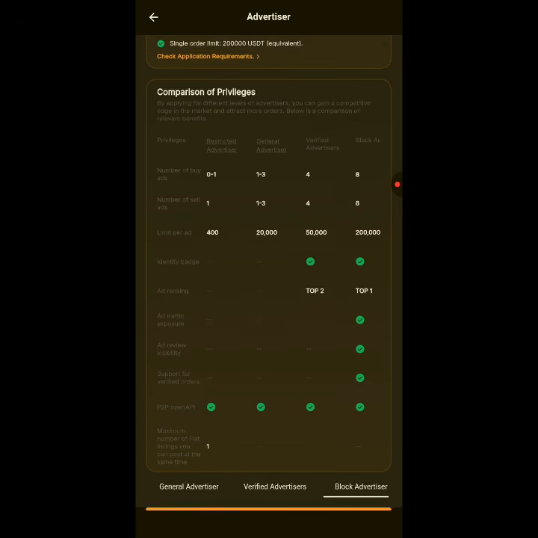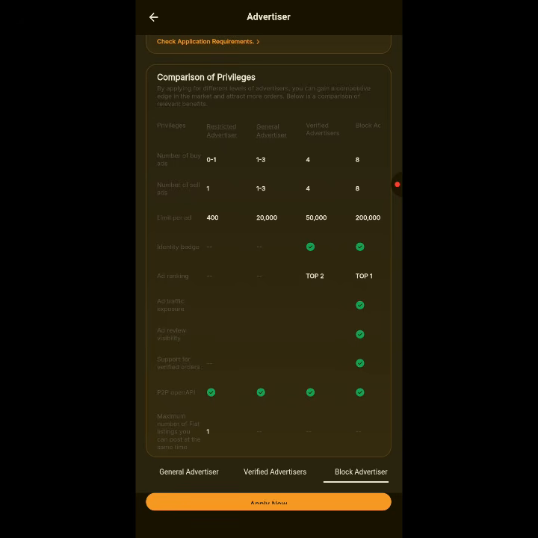So you can just come here and look at the comparison of privileges. Anything you don't understand, you can let me know and I can explain. There are some things you need to understand. Number of buy ads. These people can post 8 ads. That's why you can see one person can post 4, 5, 6, 7, 8 ads at once. But for a general advertiser, you can only post one buy, one sell. Verified advertiser, you can only post three ads, three buy, three sell. Understand?